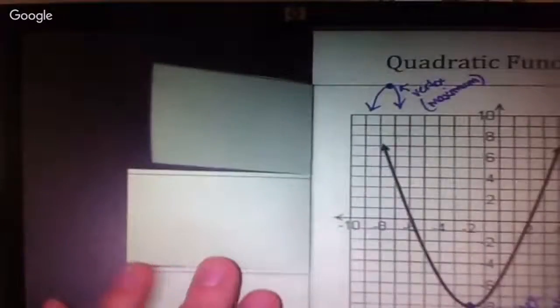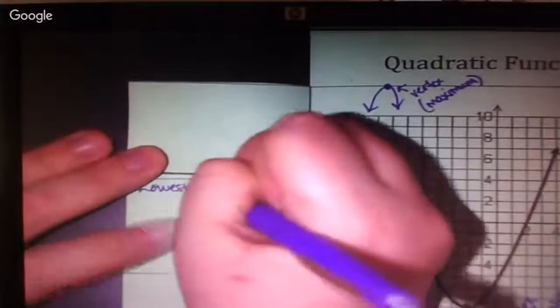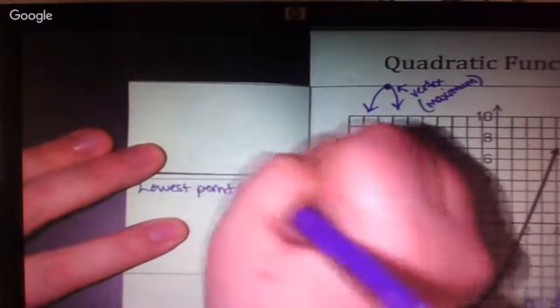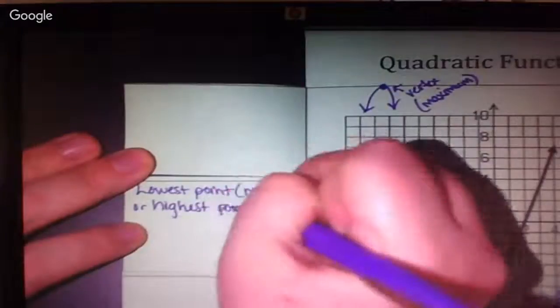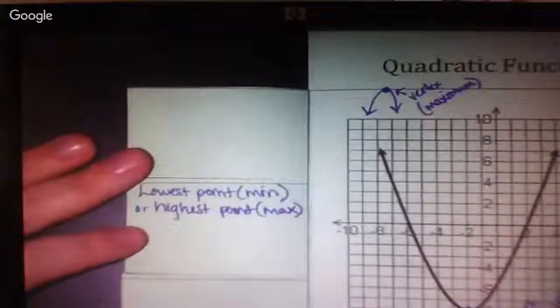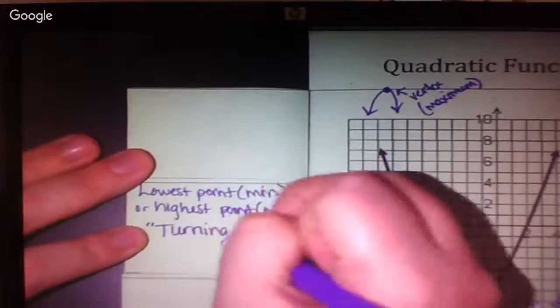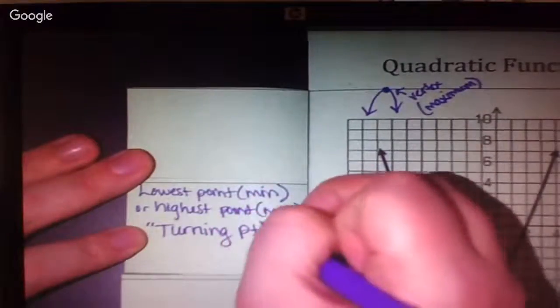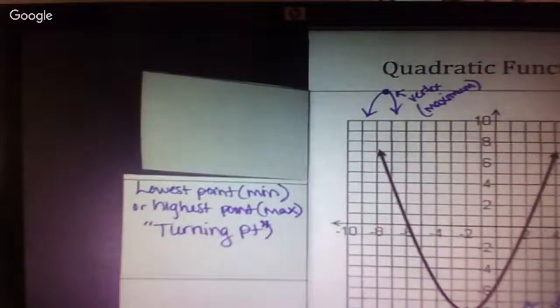Okay. So let's fill this in with a definition. Lowest point, which we said was a min, or highest point, which is a max. They also call this your turning point.